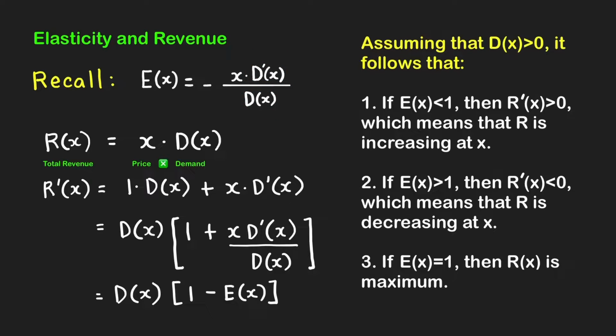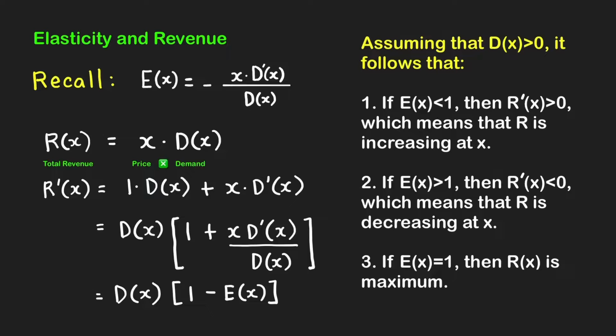But first, how do we find the total revenue when the unit price is x? The total revenue can be obtained by taking the product of the unit price x times the quantity demanded, which is equal to Q, or that is denoted by D of x. And now let's compute the derivative of this revenue function.